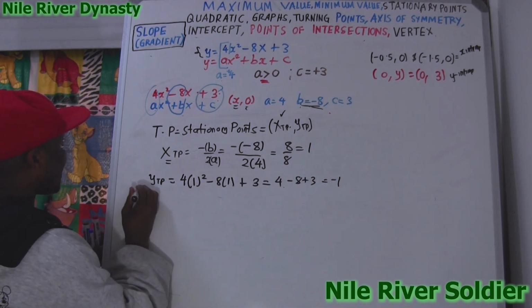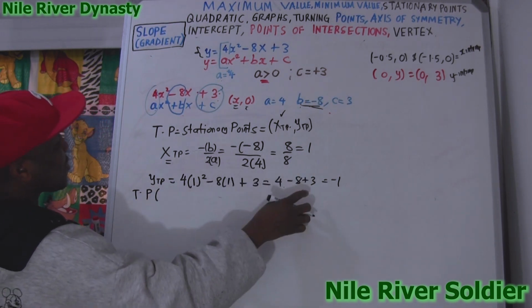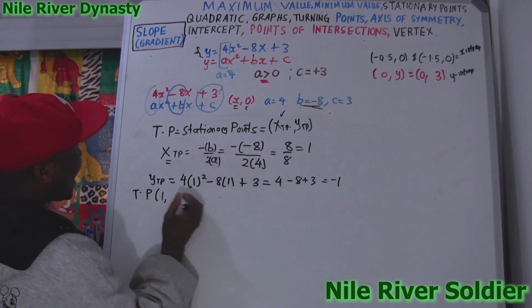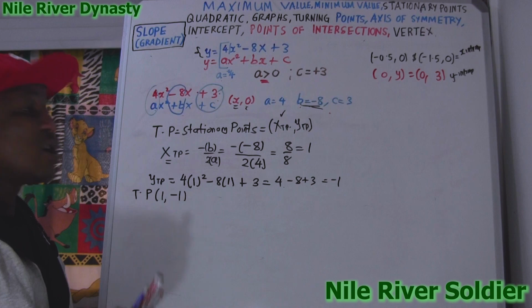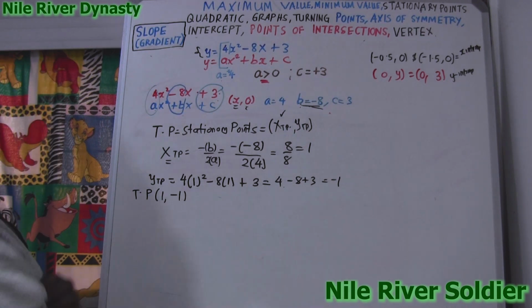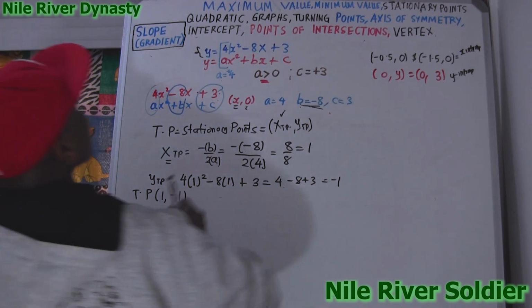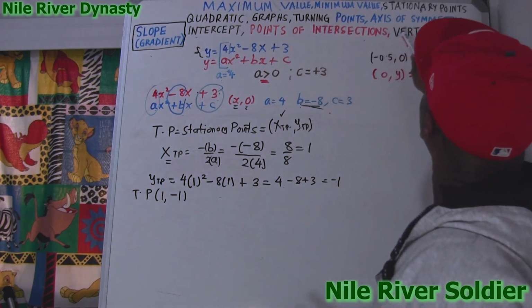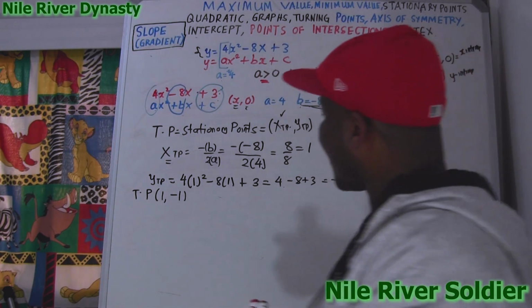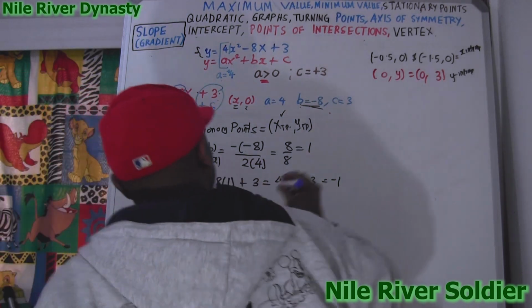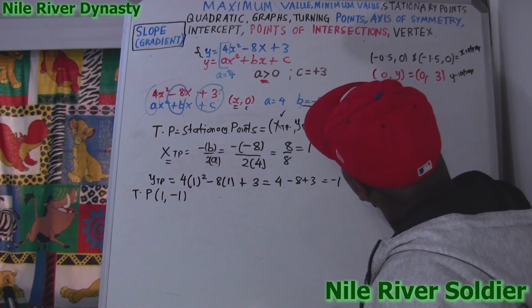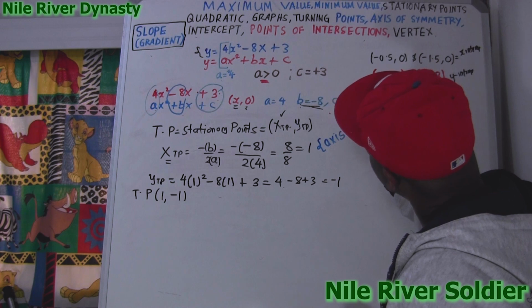So I would say turning point, or sometimes we call it stationary point: x at turning point equals 1 and y at turning point equals negative 1. So you have all that you need, and now you can draw your graph. It's easy. Oh, I forgot the axis of symmetry. You see this x at turning point? You call it the axis of symmetry.